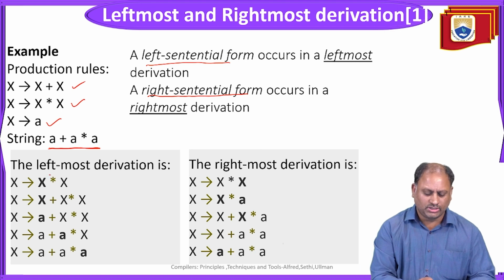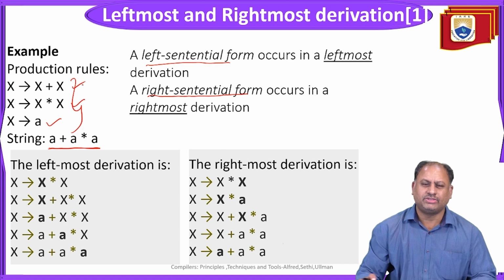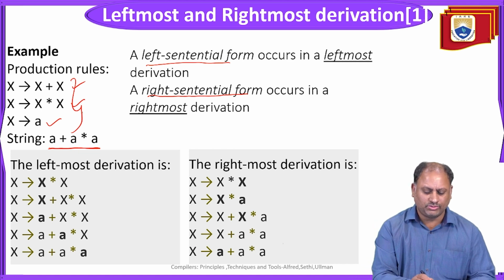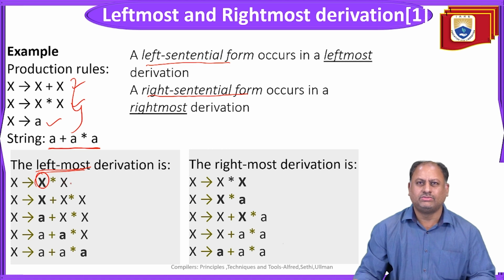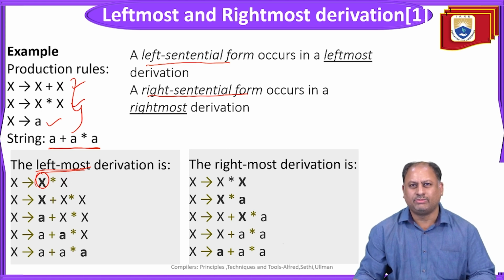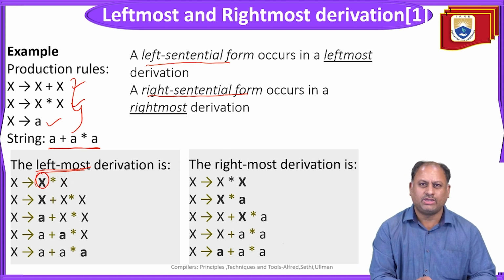So first see the leftmost derivation in this one. We can take any one of the productions from this list as per our requirement. So we have taken the production X star X, but since it is a leftmost derivation, we are going to take the leftmost non-terminal. Here the leftmost non-terminal is X, and that is to be replaced with the corresponding production.